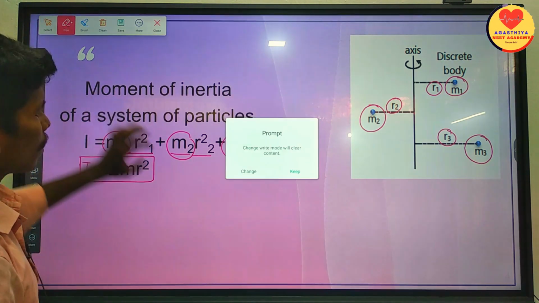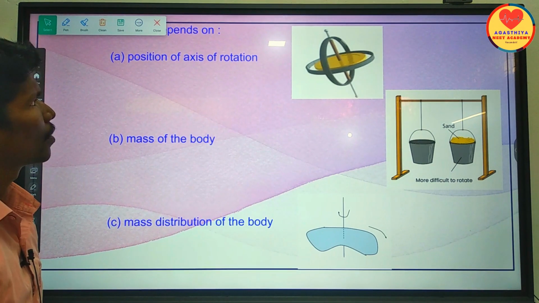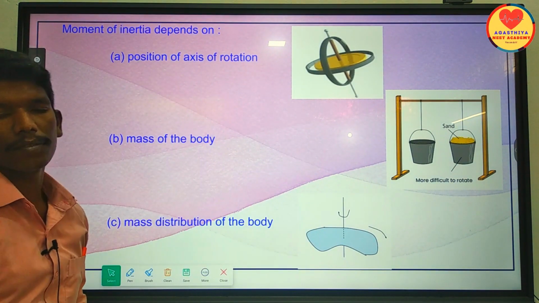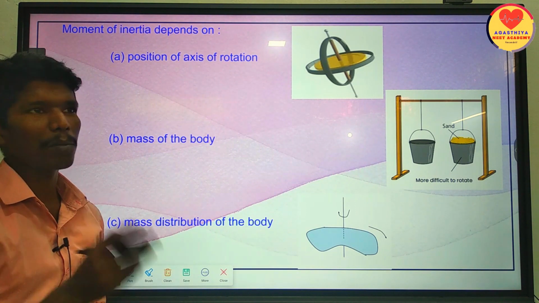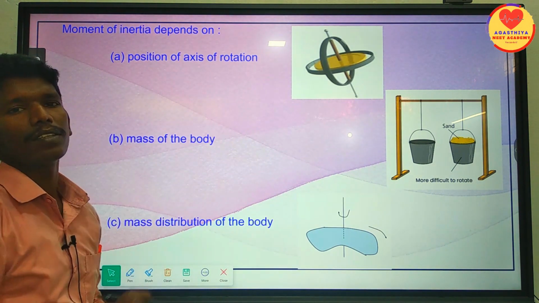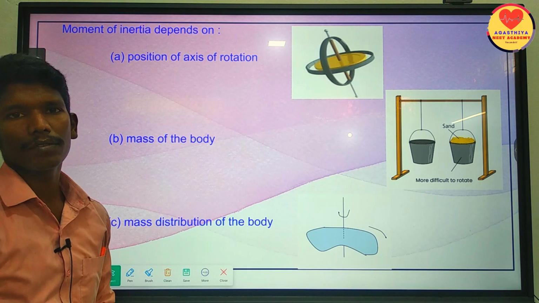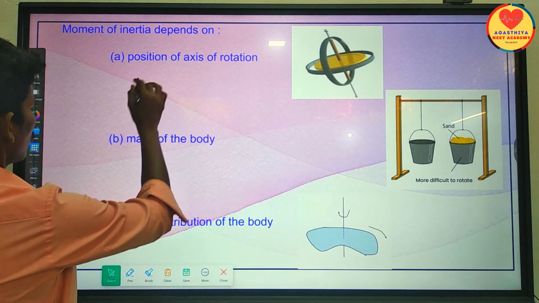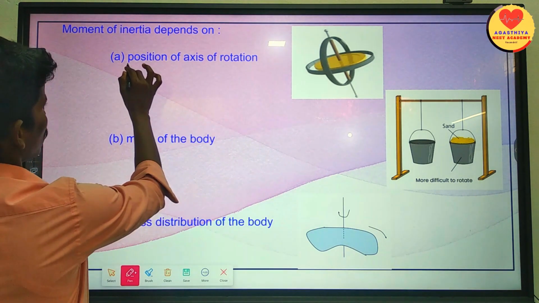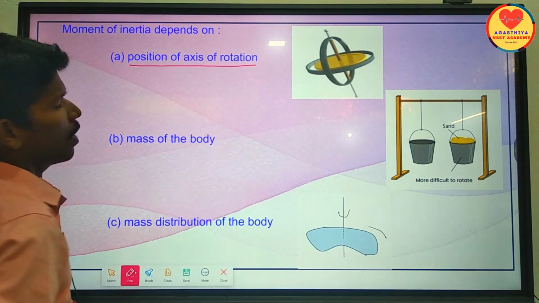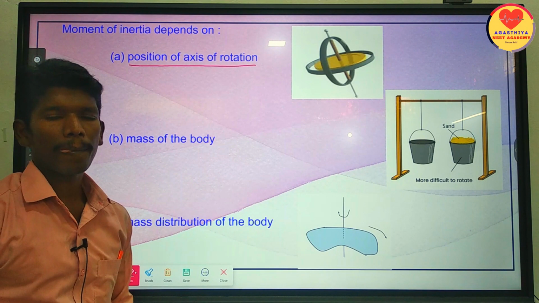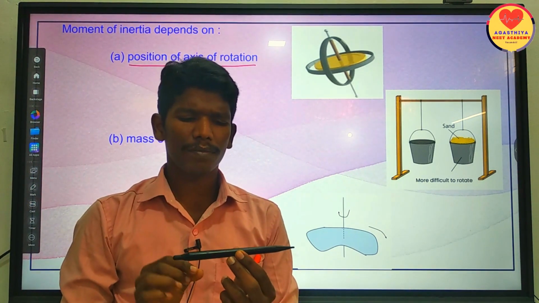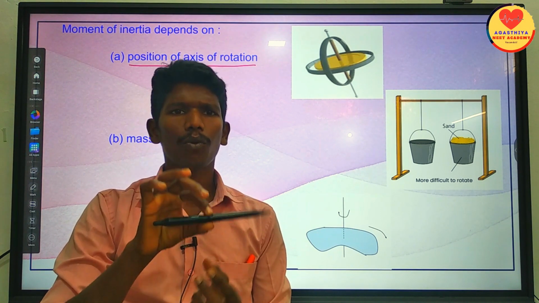Next we will see that moment of inertia depends on three things. You remember these three things, your job is done. So what are the three things? Number one, position of the axis of rotation. Now let me give one example. I will take a long object.